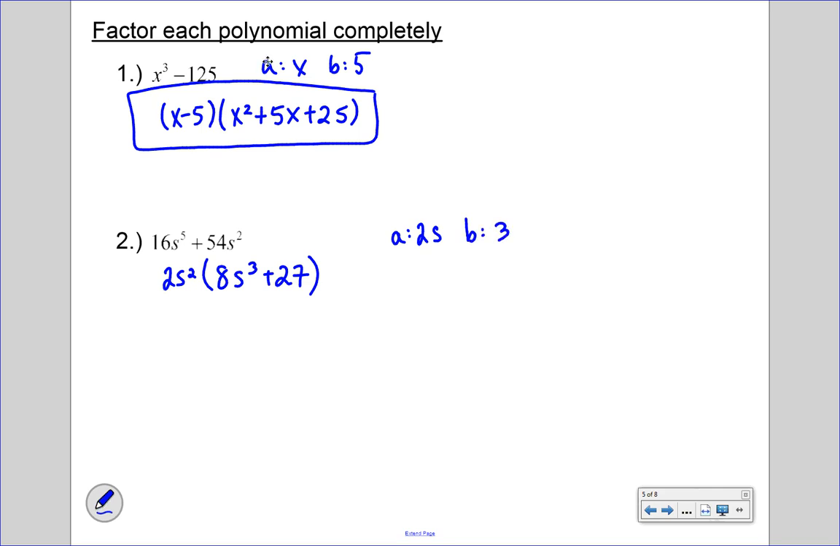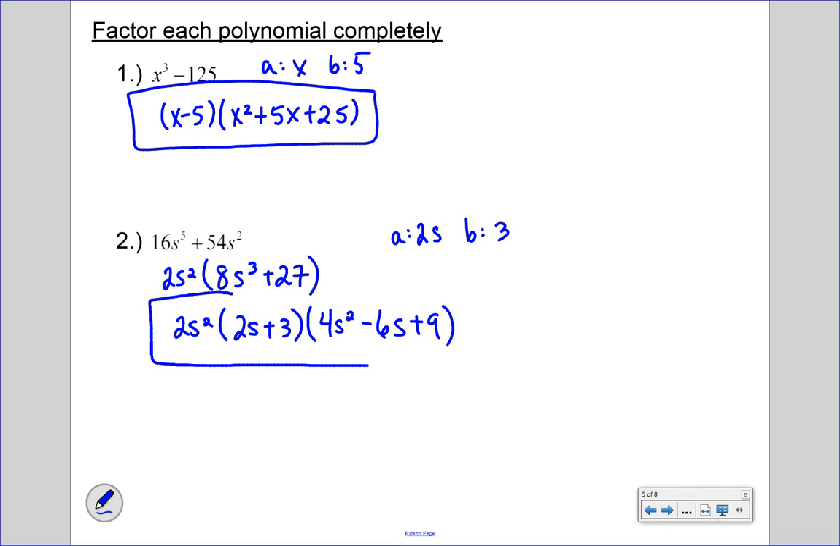So now what we have is 2s squared, and then we apply our pattern to the one inside the parentheses. So this is going to be 2s plus 3 times 4s squared minus 6s plus 9. So sometimes you do have to still remember to factor out a common monomial if you're not seeing the sum or difference of two cubes.